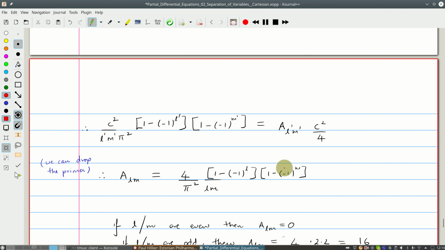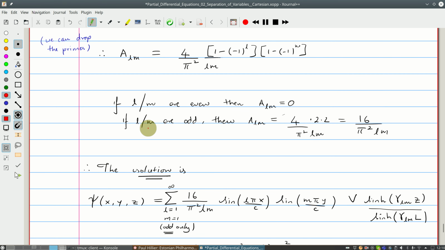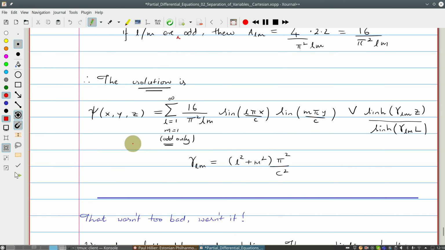If L and M are both odd numbers, then each of these terms in the square brackets becomes 2. So we can then say that A_LM is 0 if either L or M are even, and if both are odd, then A_LM is 4 times 2 times 2 from each of these divided by pi squared LM, or 16 divided by pi squared LM. And that lets us write the entire solution down in all its glory.